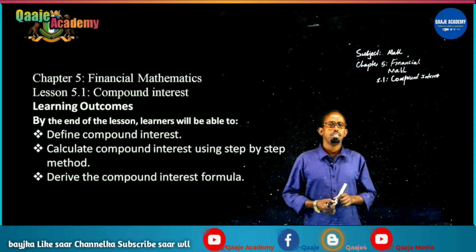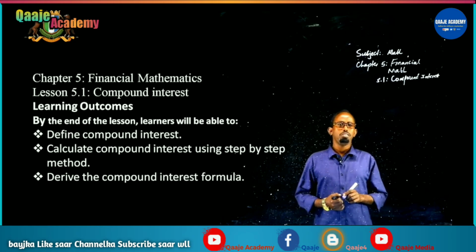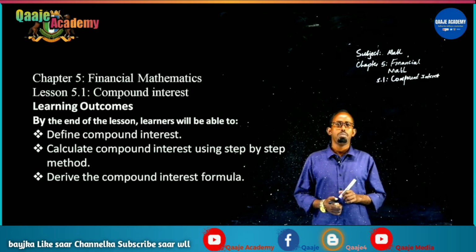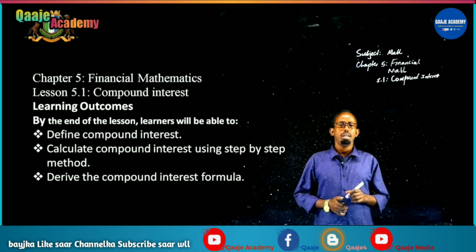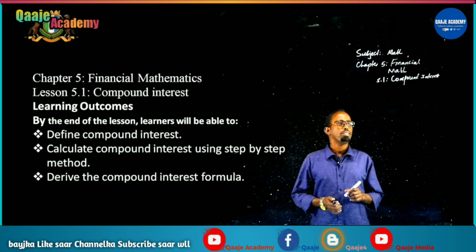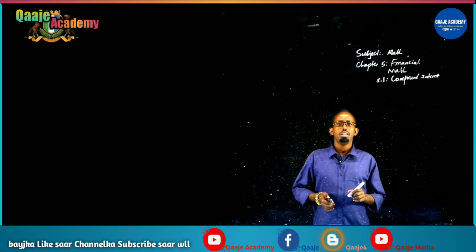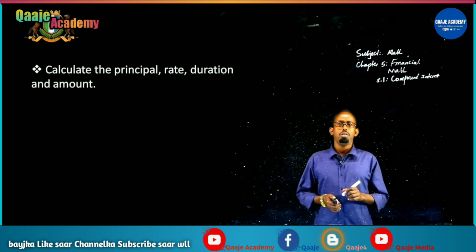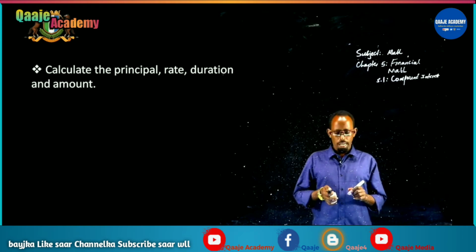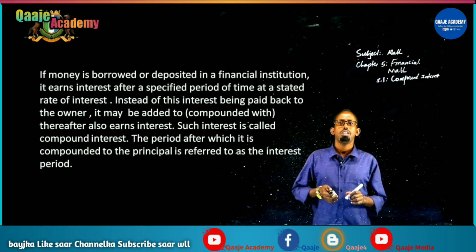Financial mathematics. Learning outcomes. By the end of the lesson, learners will be able to define compound interest, calculate compound interest using the step-by-step method, derive the compound interest formula, and calculate the principal, rate, duration, and amount.